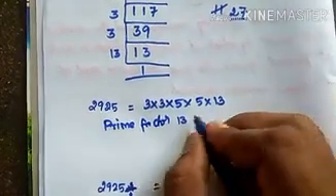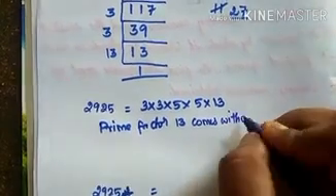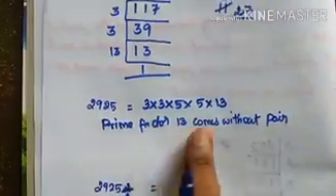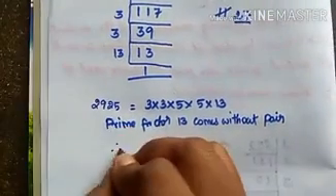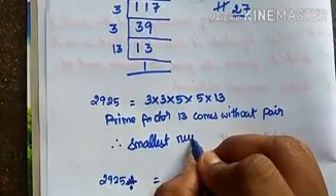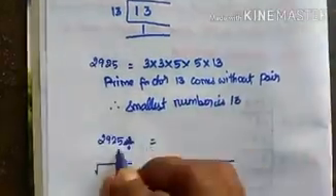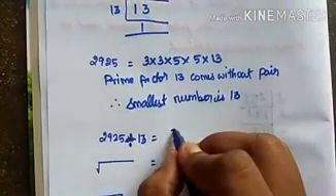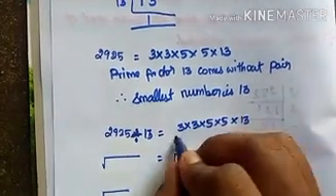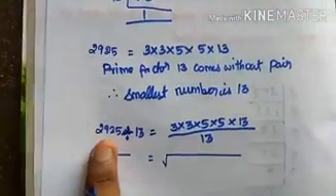Prime factor 13 comes without pair. Therefore, the smallest number is 13. So you must divide by 13 on both sides. So 3 into 3 into 5 into 5 into 13, whole divided by 13. So just you have to divide normally.